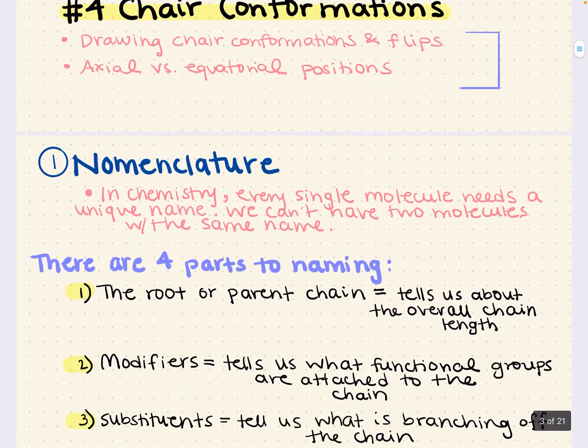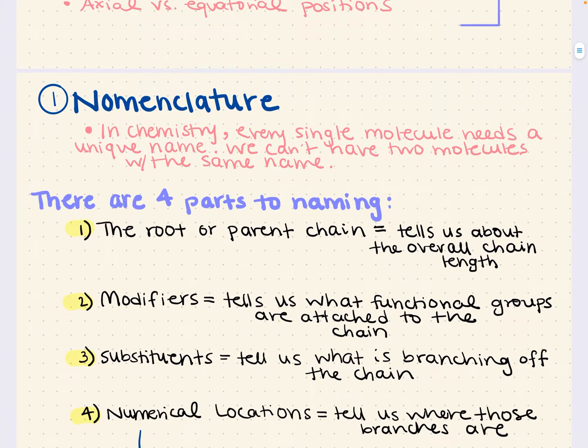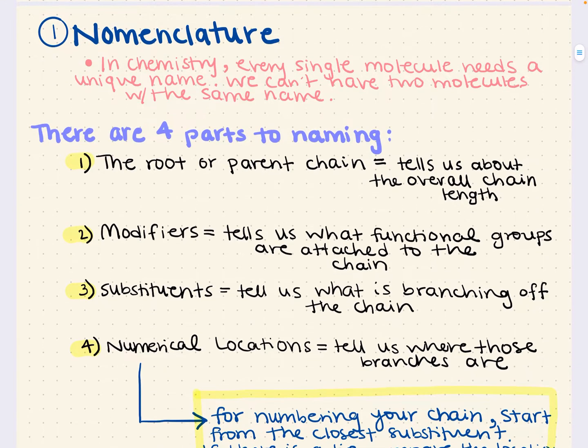Now, in chemistry, every single molecule needs a unique name. We can't have two molecules with the same name. And so we have a standard method for naming molecules. This is the IUPAC nomenclature technique. All right, and there are four main parts to naming. The first part is what is called the root or parent chain. This is going to tell us about the overall chain length.